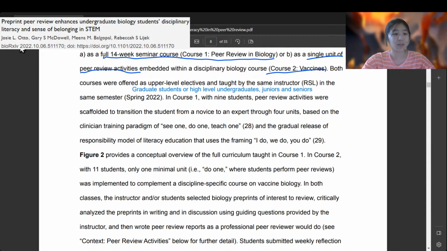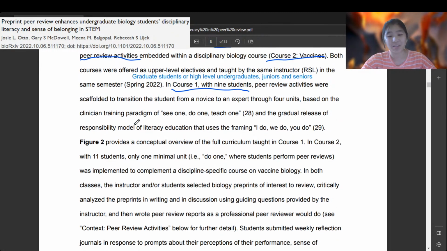Okay, so Course 1 had 9 students. And they were scaffolded. Basically means the lessons build upon each other, and then they transition from novice to expert through 4 different units.